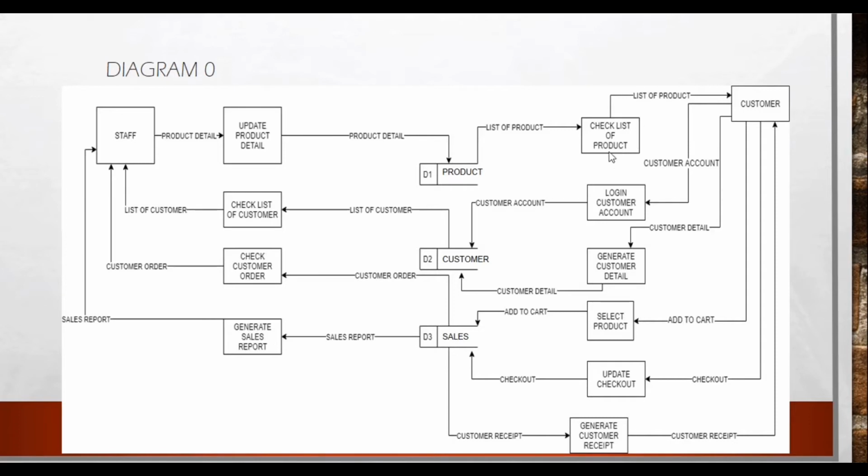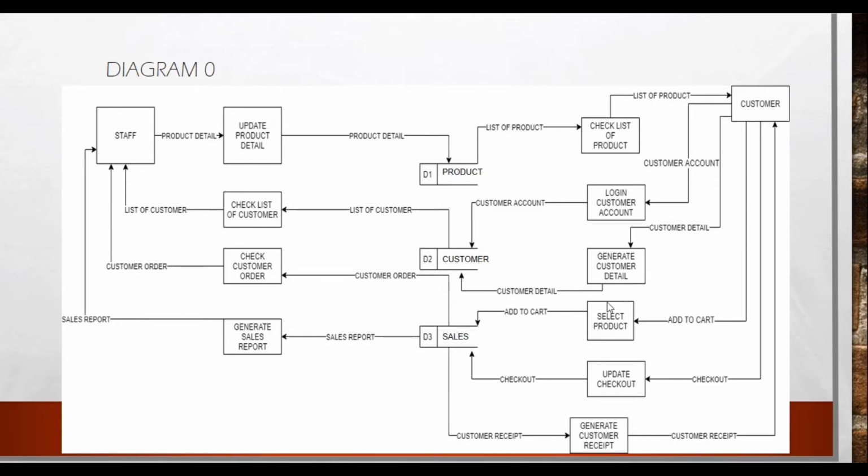For the checklist of product, the data store will send the list of products into the checklist of product process and it will send to the customer. For the login customer account process, the customer will send the customer account into the login customer account process and it will send to the customer data store. For generate customer details, the customer will send customer details into the generate customer detail process and it will send to the customer data store.